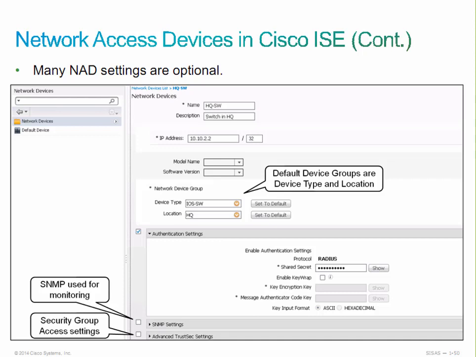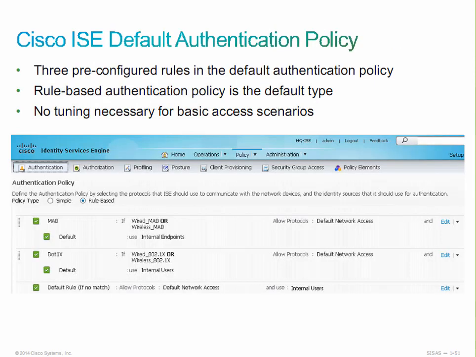All right, so we'll take a look at that a little bit later on and see how that plays into the role of configuration by assigning the device type or the device location. Once you've gone through and identified all of your network access devices, the next step would be to identify your different authentication policies.